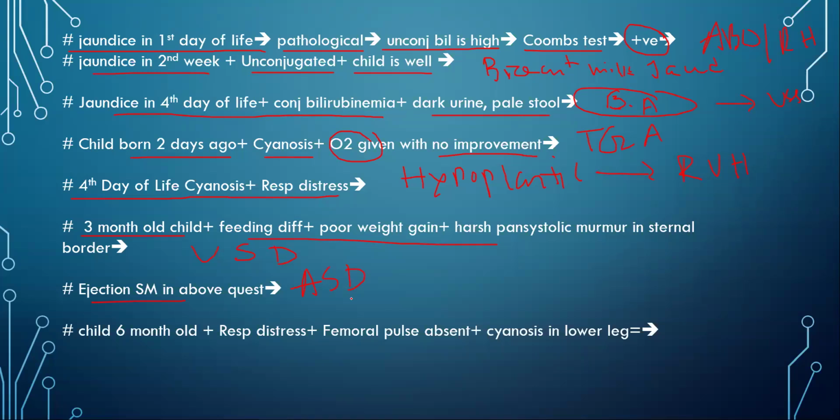Okay, so remember one thing. To diagnose TOF, you need cyanosis. Murmur may or may not be there. So if there is cyanosis, then you only think of TOF. Otherwise, just for a murmur like this, it will be VSD or ASD. Child 6-month-old, respiratory distress, femoral pulse absent, cyanosis in lower leg. Yeah, so that's coarctation of aorta.